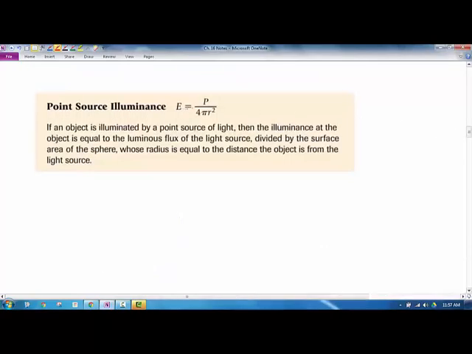So here is our formula for illuminance. The illuminance of an object is equal to the luminous flux, P, the rate at which light energy is emitted from a source, divided by the surface area of a sphere whose radius is equal to the distance that we are away from the light source. I put that on the formula sheet, and we can use that.